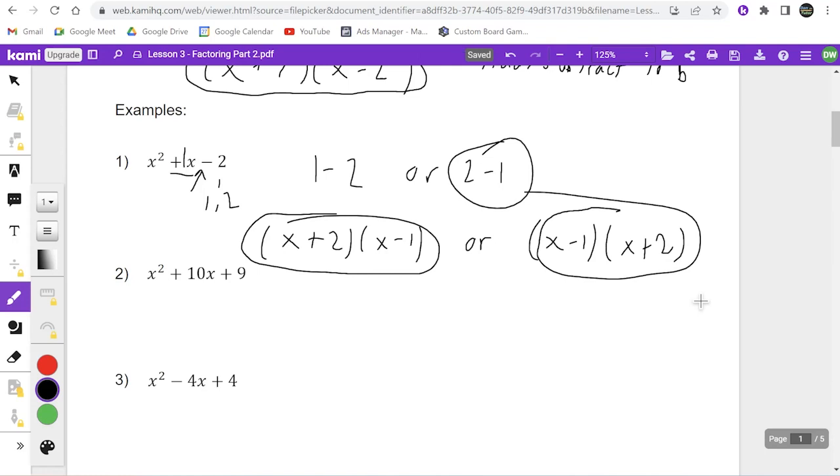Okay. Next, we have number 2, x squared plus 10x plus 9. So for this one, again, we start with the factors of 9. This time there's two pairs.